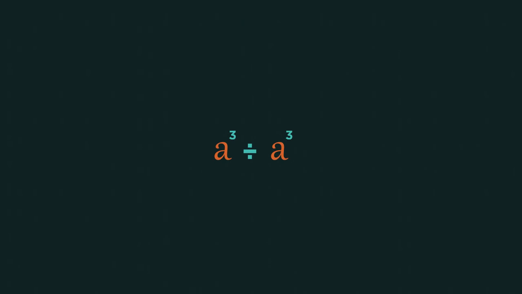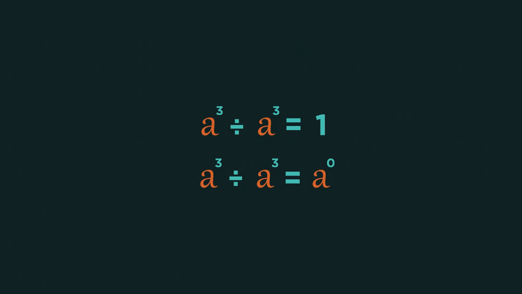And then using our indices knowledge, when we divide, we subtract the powers. So 3 minus 3 is 0, and that's our second equation. We've done the same calculation in 2 different ways. Therefore, the two answers must equal one another. So combining these two things, anything to the power of 0 equals 1.